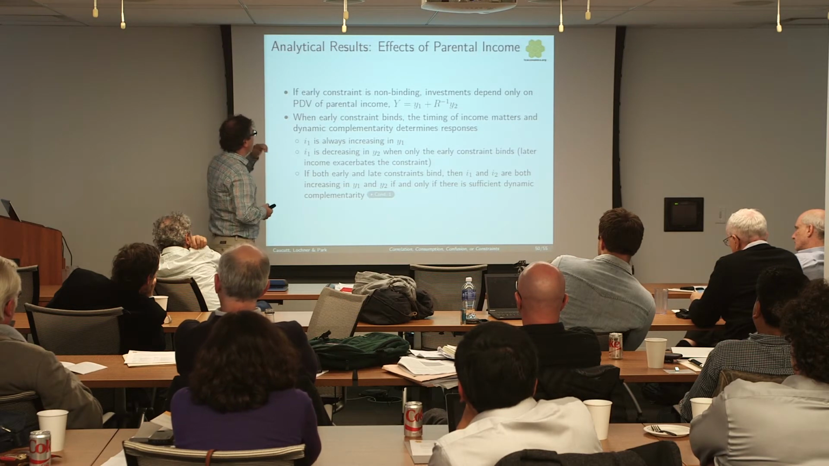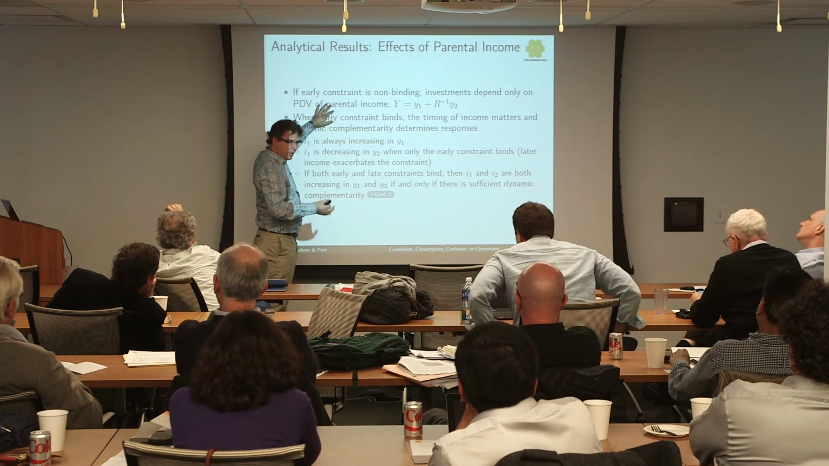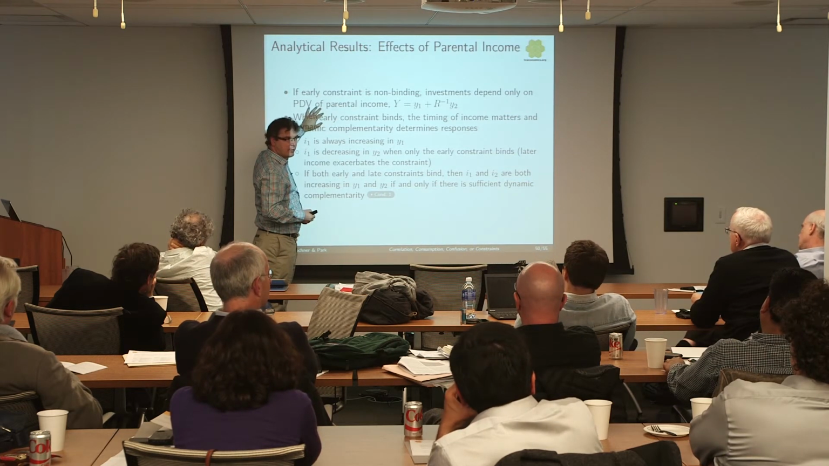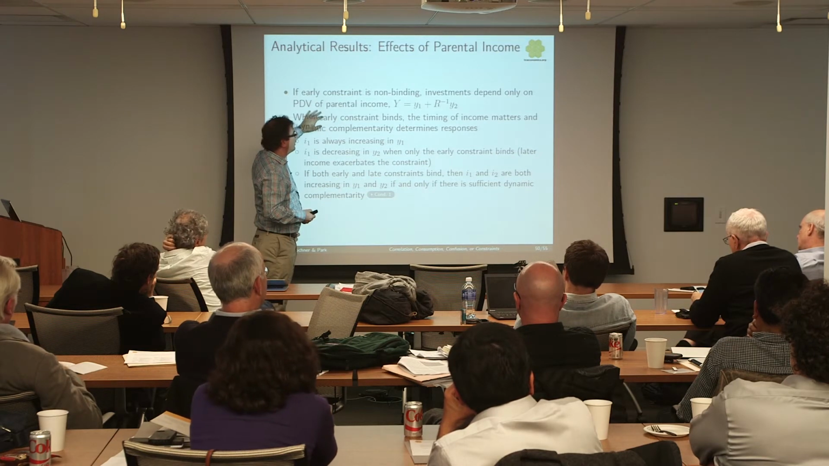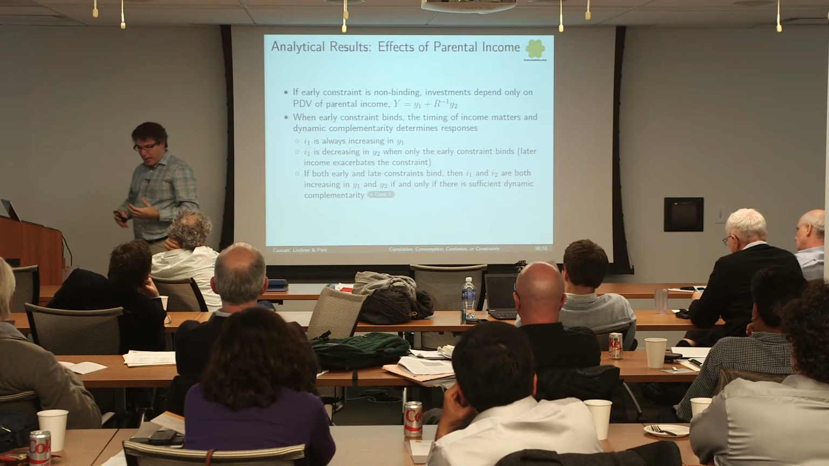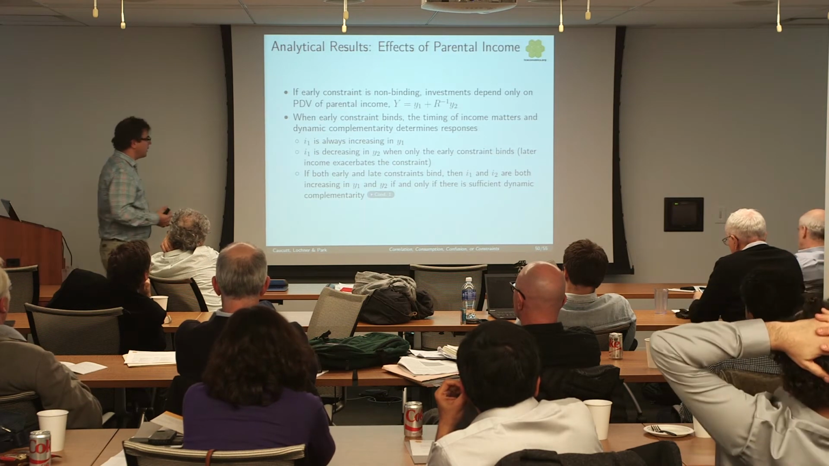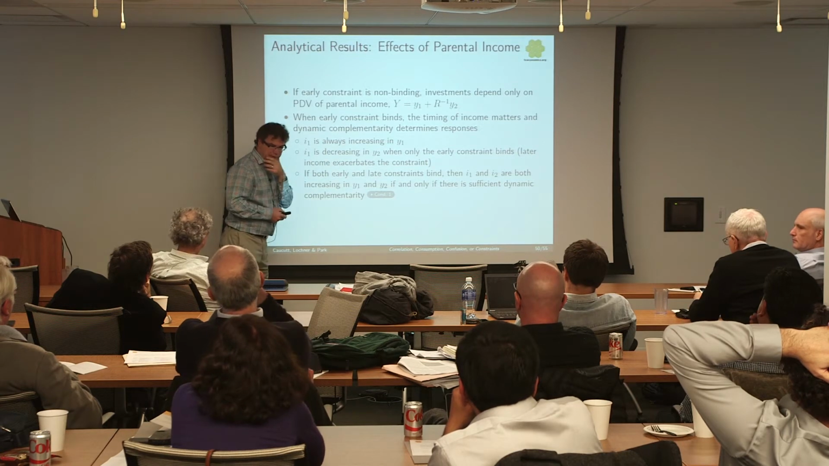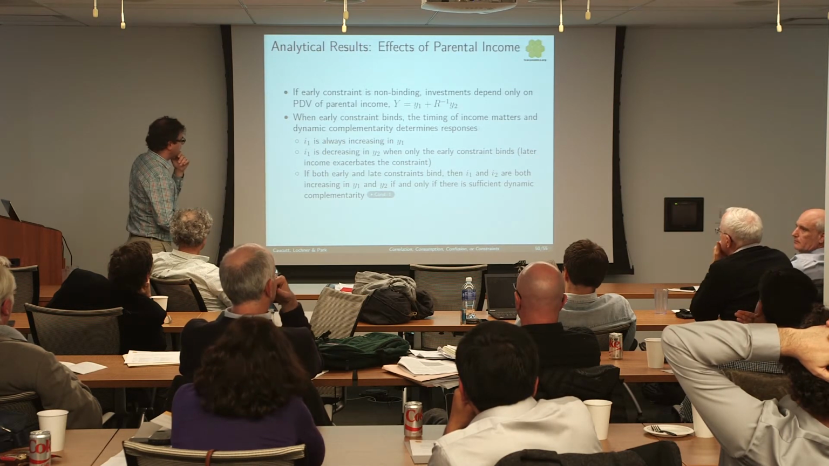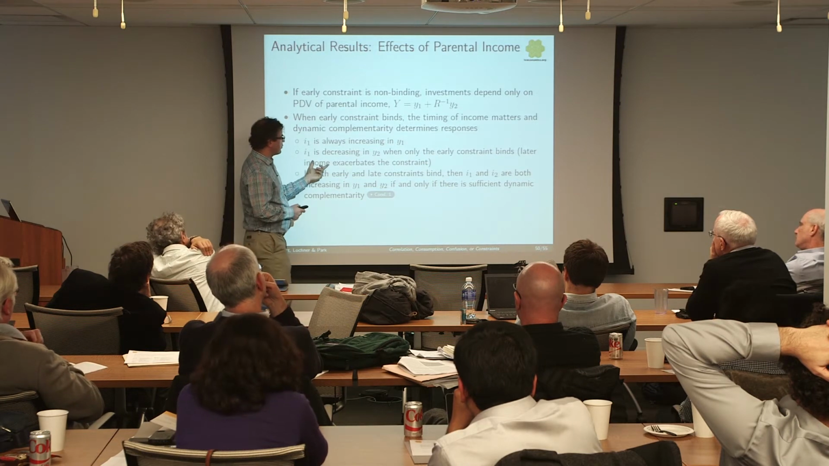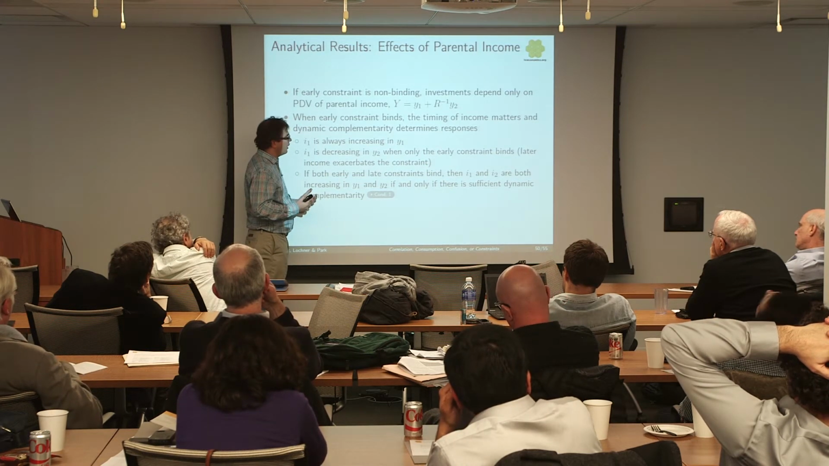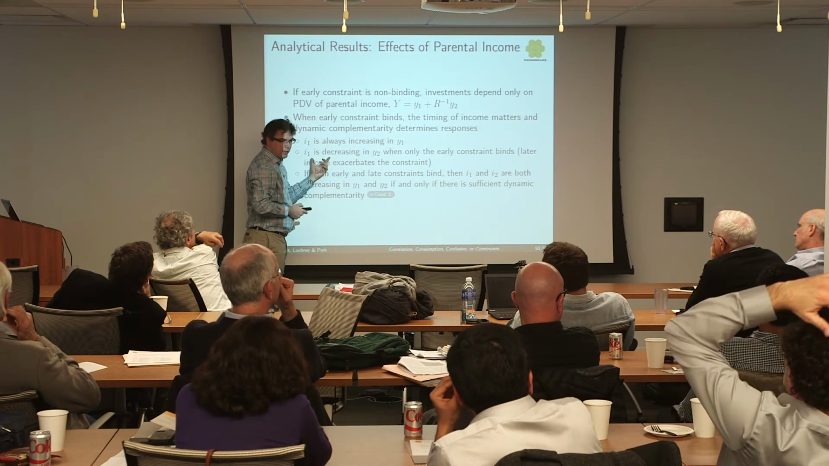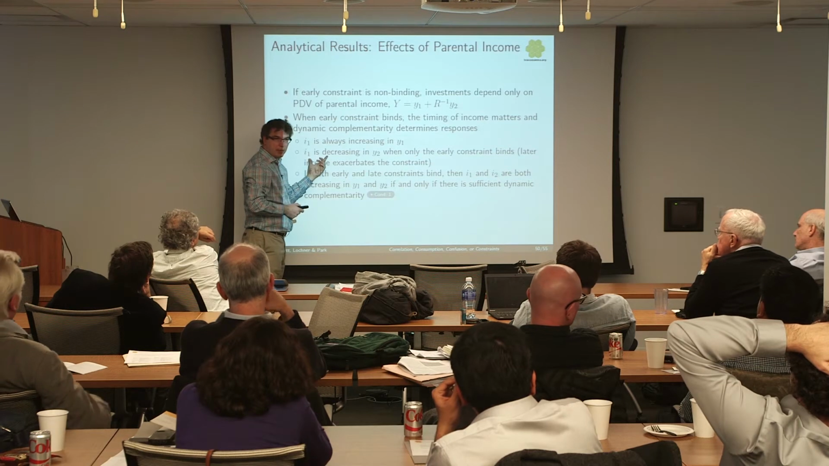What about changing income? Well, if the early borrowing constraint, when your kids are young, doesn't bind, then all that matters is the discounted present value of lifetime income. On the other hand, if the early borrowing constraint binds, so if families are constrained when their kids are young, now the timing of income actually matters. And you could show that early investment is always increasing in early family income. It's not surprising. Perhaps more surprising is that if you're only constrained when you're young, not when you're older, then increasing income for that family when the kid's older reduces early investments in human capital.